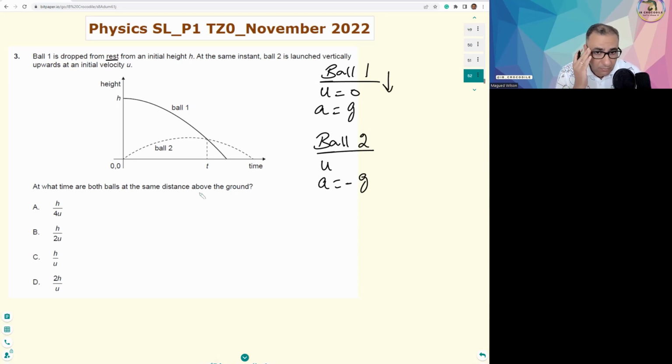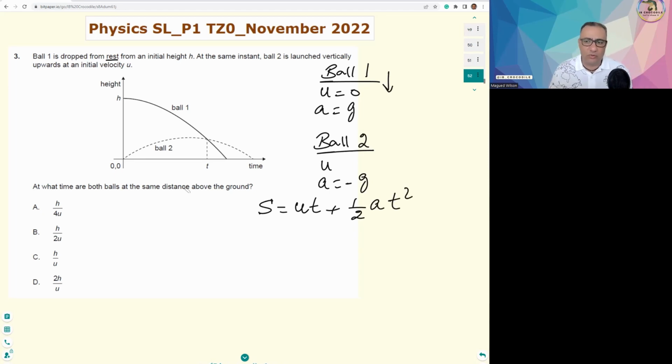So now we have time, and we talk about distance. Think of the kinematics equations. What is the most suitable kinematic equation here? s, the distance, is equal to ut plus 1/2 at squared. This is basically the main equation I'm going to use for each ball.